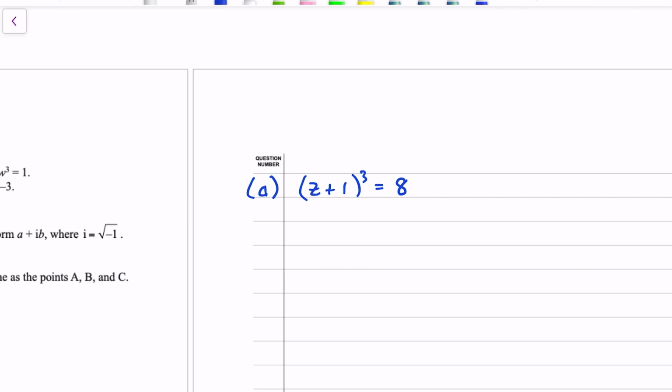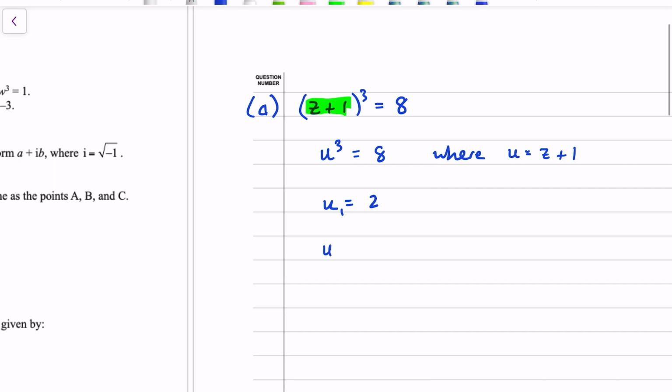The way that I look at it is, I just think about this thing here and what it needs to equal. So if I said u^3 = 8, where u is equal to z + 1, u^3 = 8 has 3 solutions to it. One of them is obvious, u is equal to 2. We'll call that the first solution. And then the other 2 solutions, u2 and u3, are 2 cis 2π/3 and 2 cis negative 2π/3.